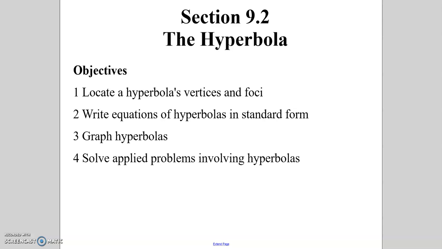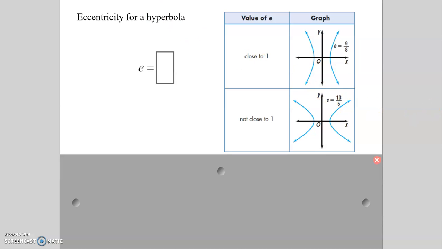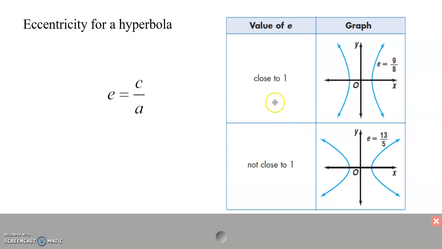So the last new formula we have to talk about for hyperbolas is that we can also measure the eccentricity of a hyperbola. And the formula for eccentricity is the same. It is c divided by a. For a hyperbola, it's always going to be a number larger than 1, because in a hyperbola, the distance of c is always bigger than the distance of a.